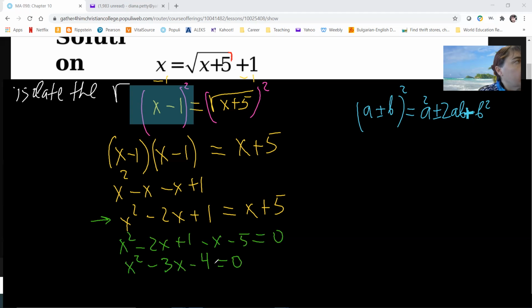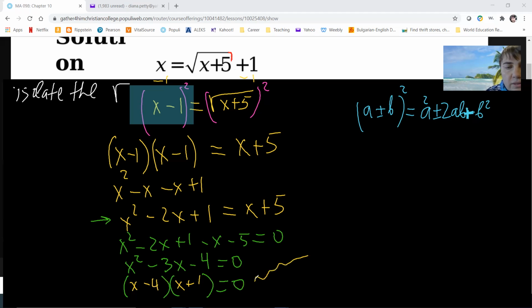Right? Okay. So now, can we factor it? Oh, yes. The easy way is to factor it instead of using the quadratic formula. So it's going to be x, what numbers? Minus 4 and plus 1, right? Because 1 times minus 4 is minus 4, and minus 4 plus 1 is minus 3.